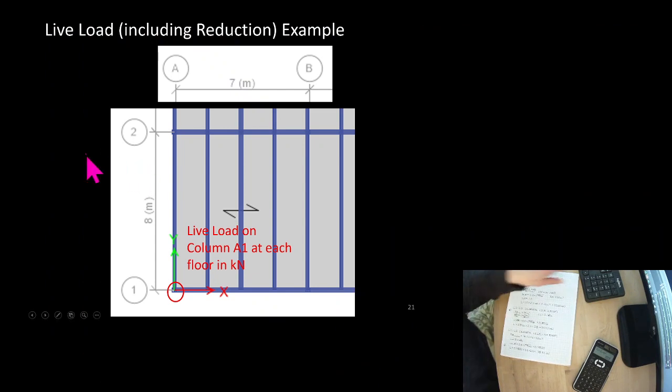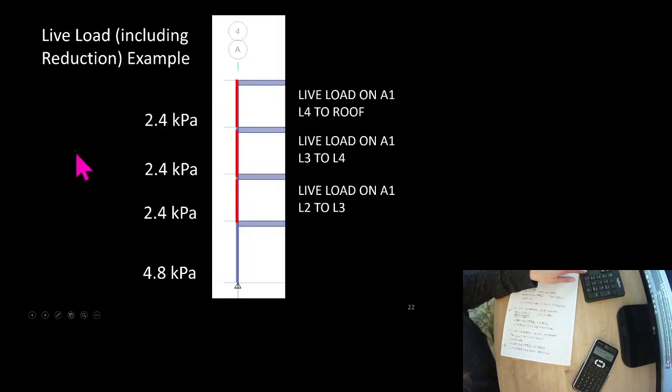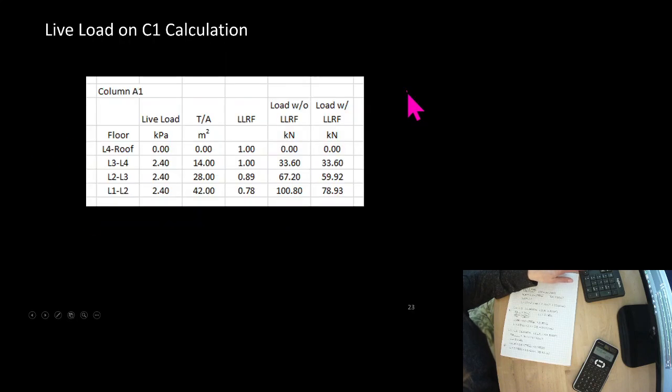I've worked this out for you and shown it a slightly different way if it's helpful, so you can see all of the columns here. I've worked it out in a table where I've shown you the tributary area due to live load, the live load reduction factor, the load without the live load reduction factor, and then the load with the live load reduction factor at each of the floors. Remembering that it's supporting the floors above as we go through this.